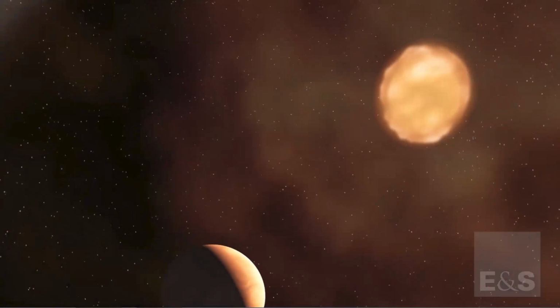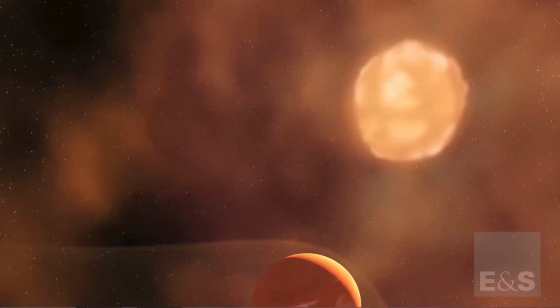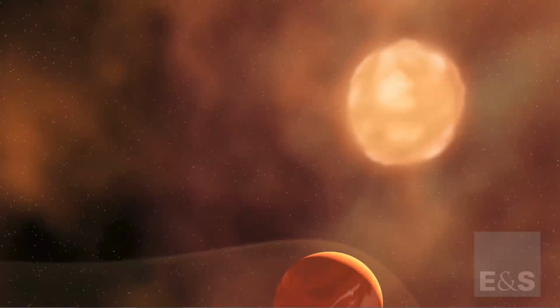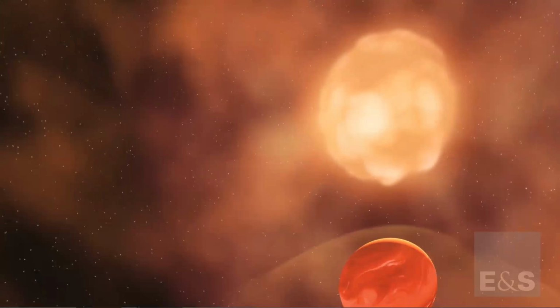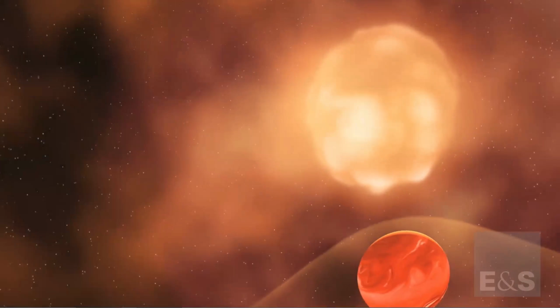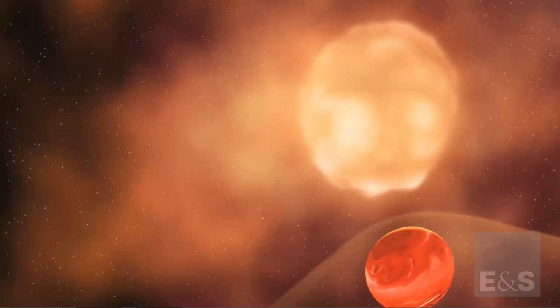Earth's oceans will vaporize, and our planet will be transformed into a broiling desert. Fortunately, we will have a few billion years to prepare for this, but it will certainly be the end for our blue planet.